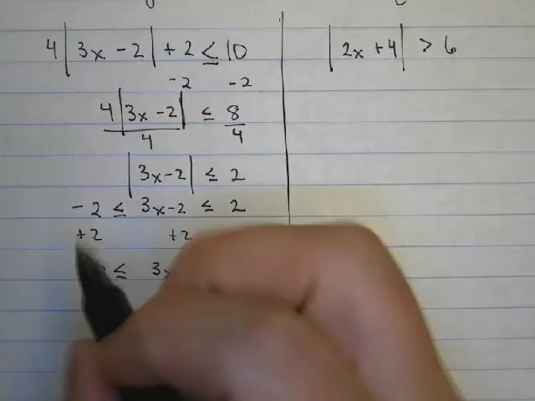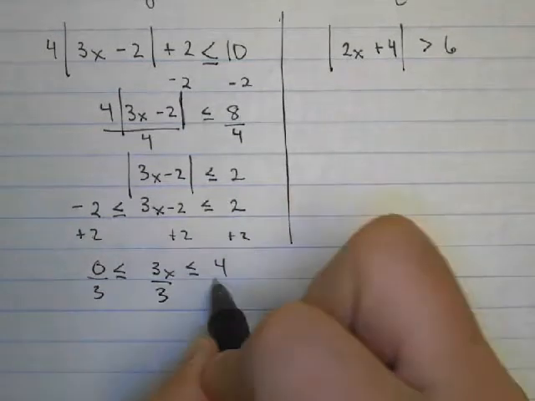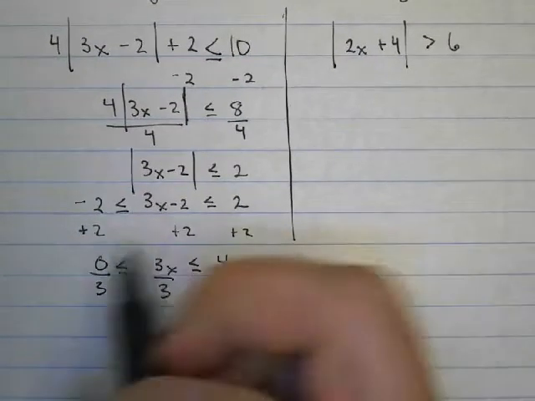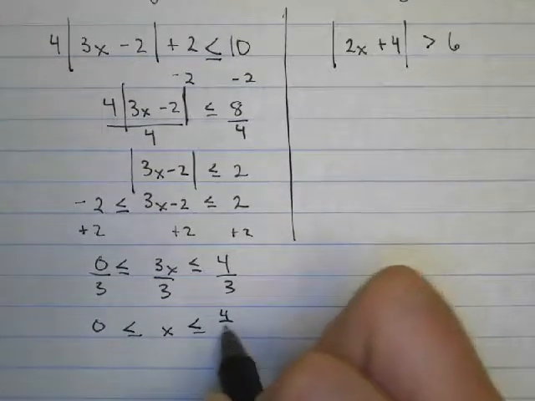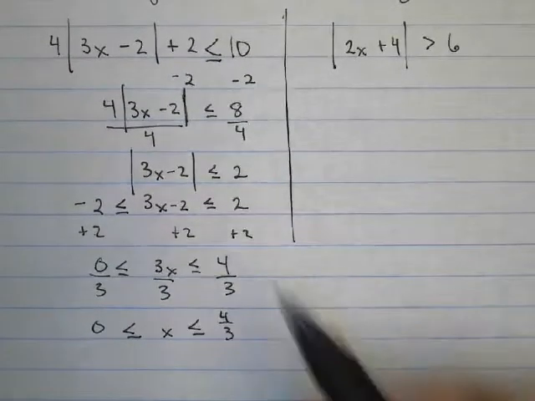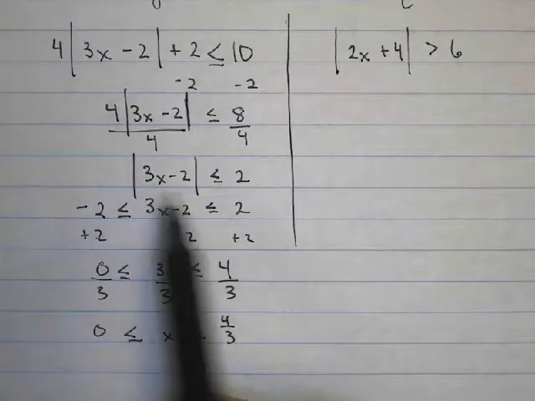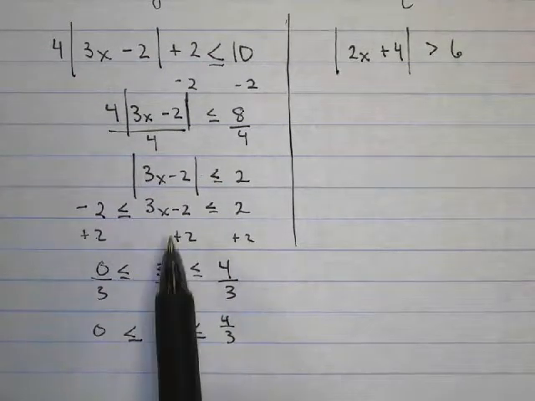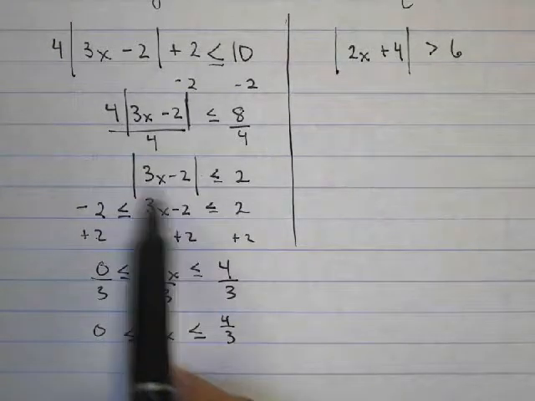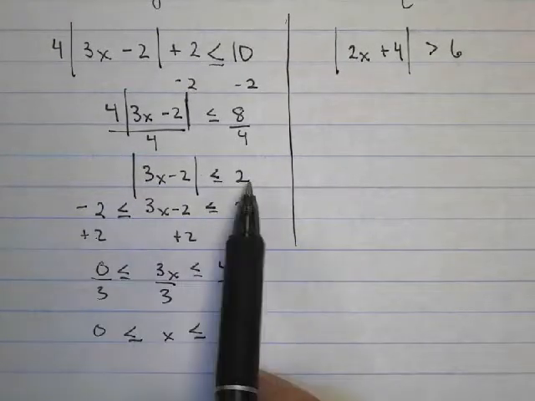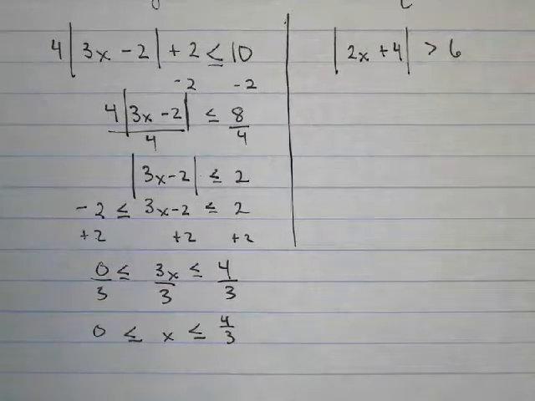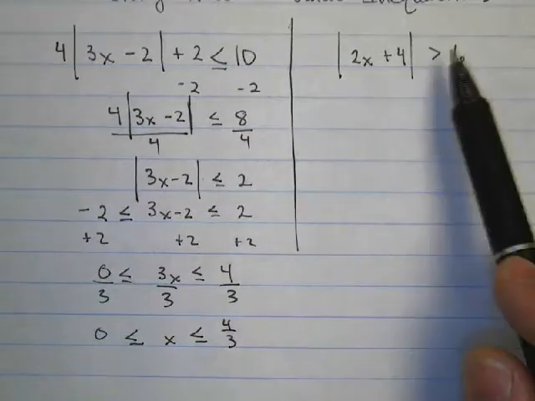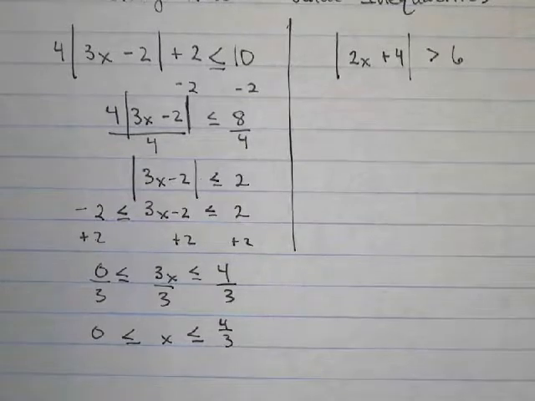Now we divide out the 3 by dividing everyone by 3, and we get 0 is less than or equal to x is less than or equal to 4/3. So whenever we have a less than and we're solving an absolute value, the idea in the middle is squeezed in between the opposite of our value, the -2, and the positive of our value. And when we're dealing with a greater than, this will lead us to that or statement.